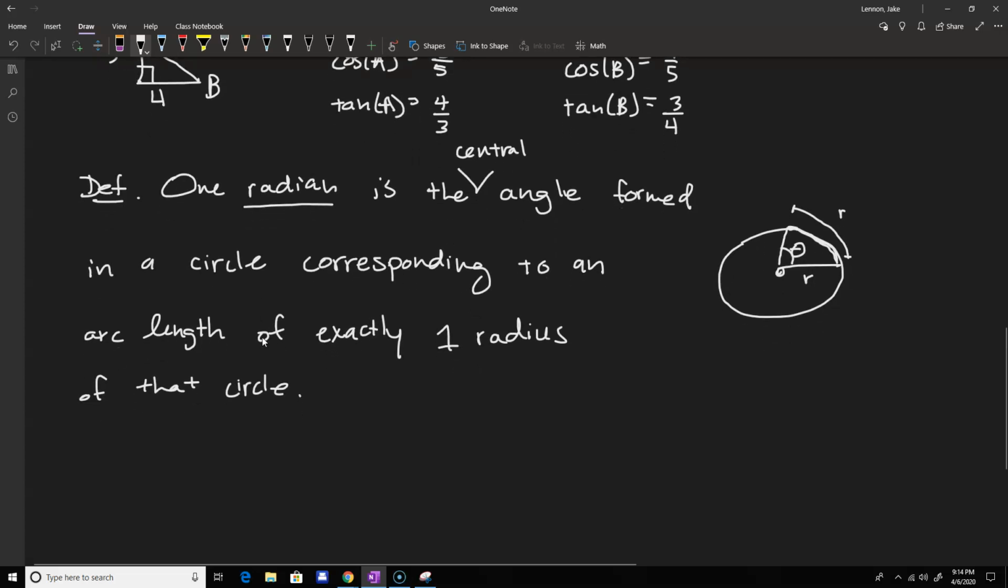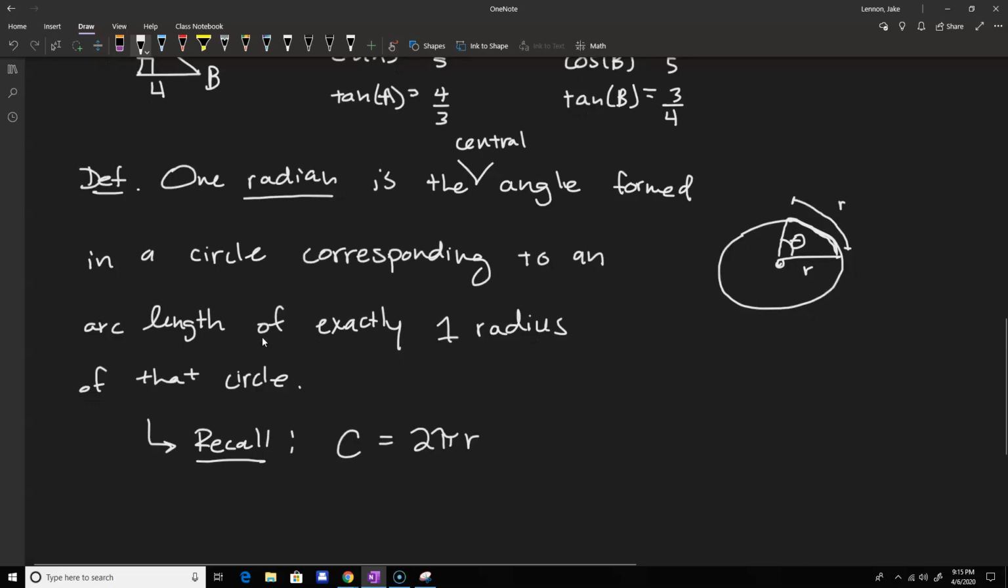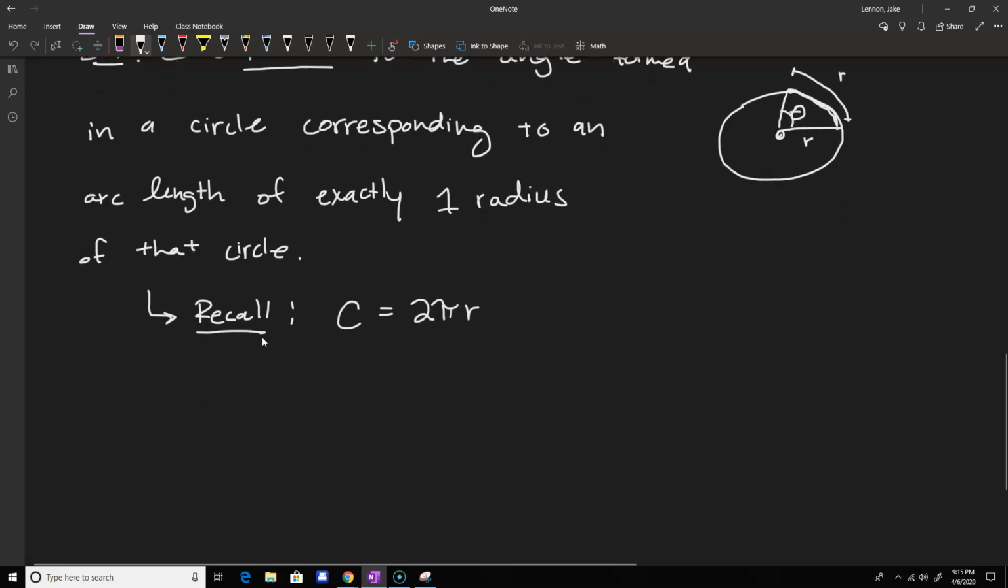So recall from the circumference formula that we just looked at in geometry, the circumference of any circle is equal to 2 pi r, so we know that 2 pi radiuses go all the way around the circle one time. And from geometry, we know that's equal to 360 degrees. So therefore, we can say 360 degrees is equal to 2 pi radians.